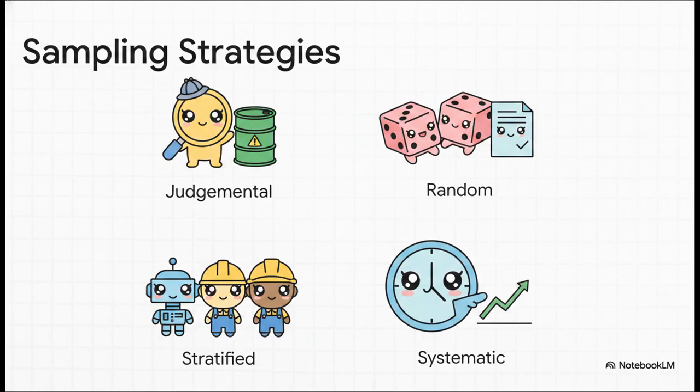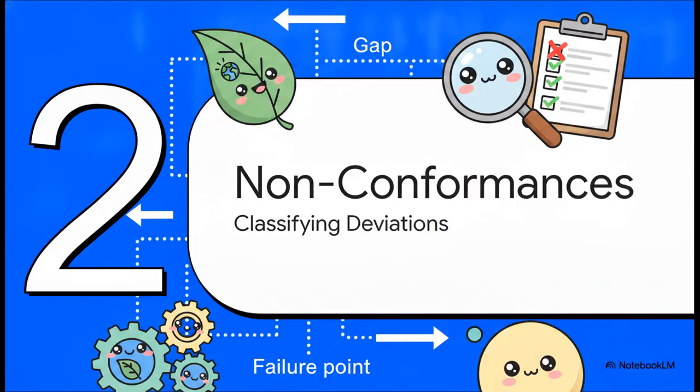They use random sampling to ensure completely unbiased checks on routine documents. Stratified sampling helps them evaluate training across different departments or shifts. And systematic sampling allows them to pull data at defined intervals to spot trends over time. It's a highly calculated approach. Moving right along to our next structural level, Part 2, classifying audit nonconformances.